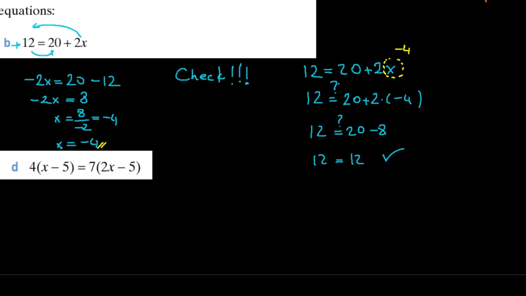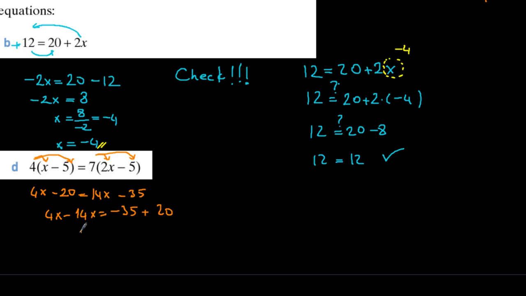And here I'm going to solve this one. I'm changing the color here. 4 times x, 4 times minus 5, which is minus 20. 7 times 2x is equal to 14x. And then 7 times minus 5, which is equal to minus 35. Then 14x to this side, 4x minus 14x is equal to minus 35 plus 20. I'm sorry, it should be that.